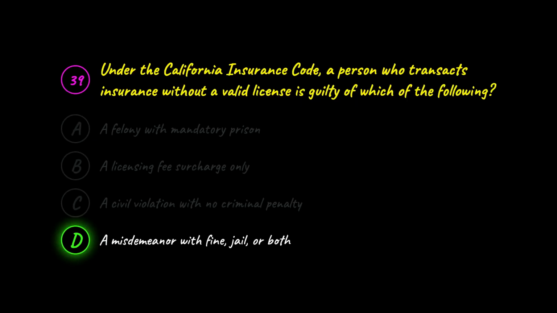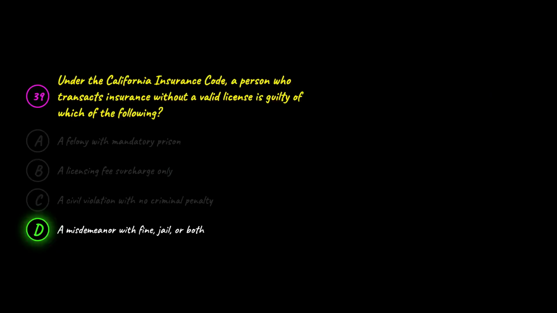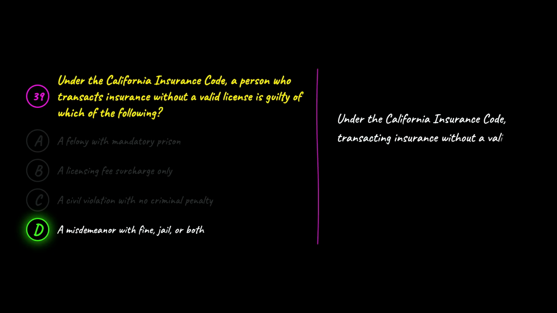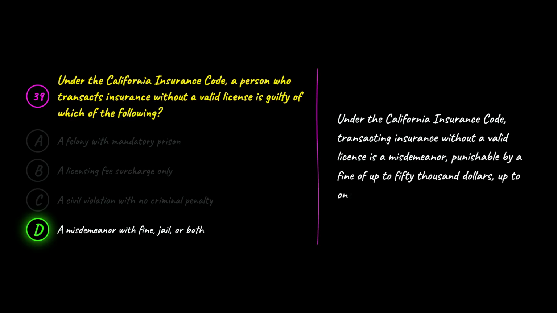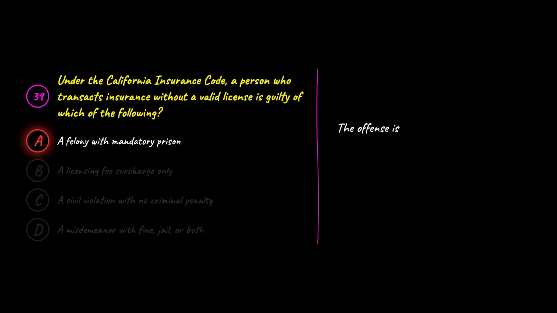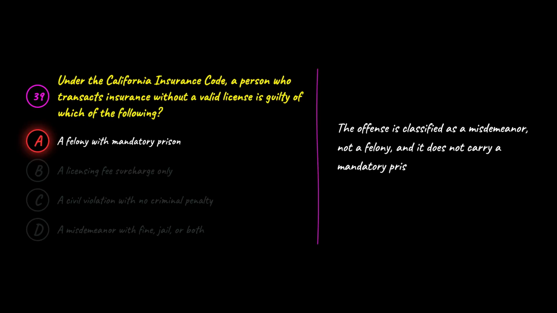The correct answer is D. A misdemeanor with fine, jail, or both. D is correct because under the California Insurance Code, transacting insurance without a valid license is a misdemeanor, punishable by a fine of up to $50,000, up to 1 year in county jail, or both. A is wrong because the offense is classified as a misdemeanor, not a felony, and it does not carry a mandatory prison sentence under the statute.